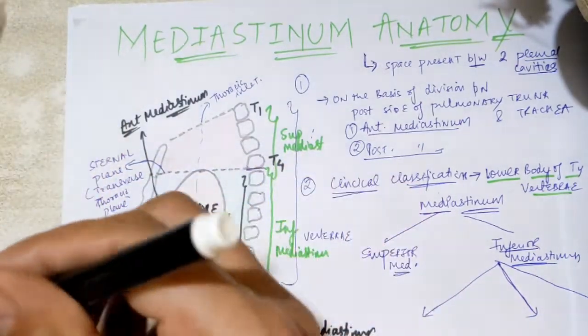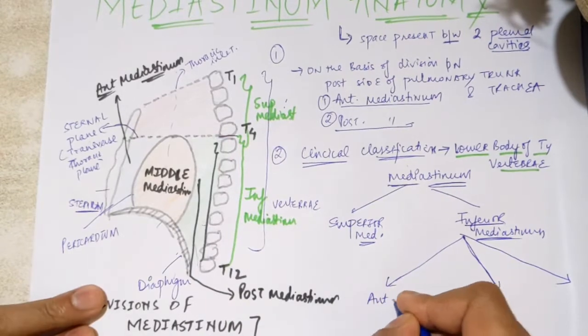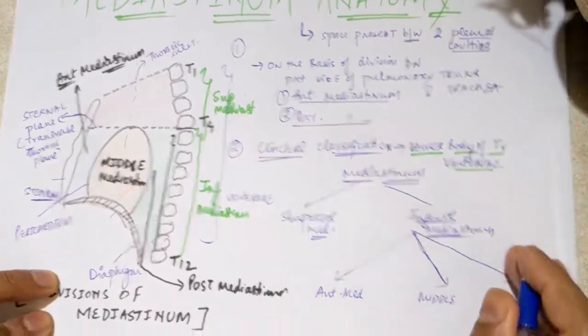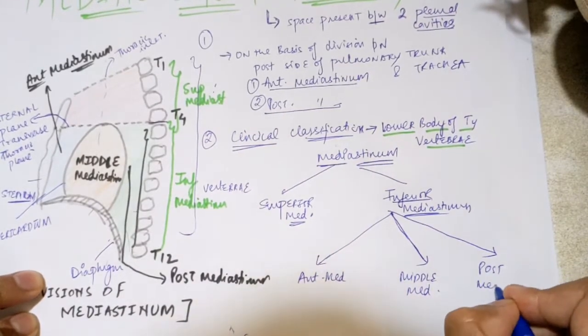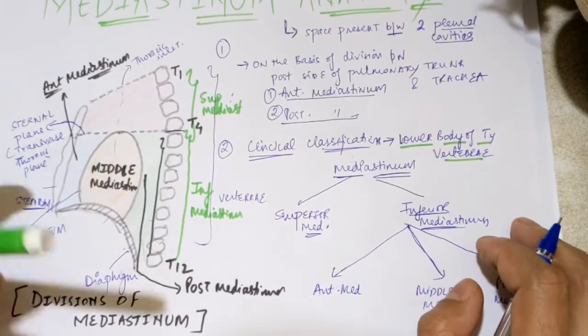So this much is clear. Okay, so I'm writing it here: your anterior mediastinum, middle mediastinum, and your posterior mediastinum. So this was the classification. Okay, so I think it is clear.